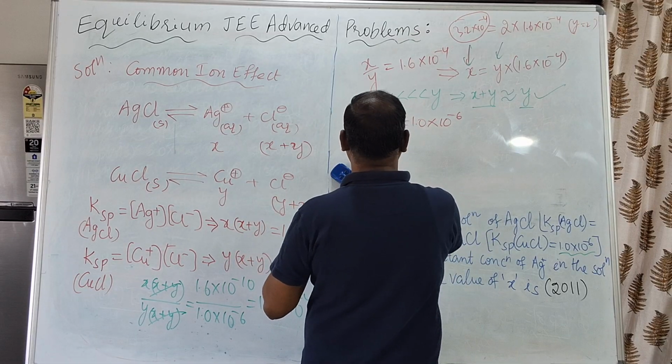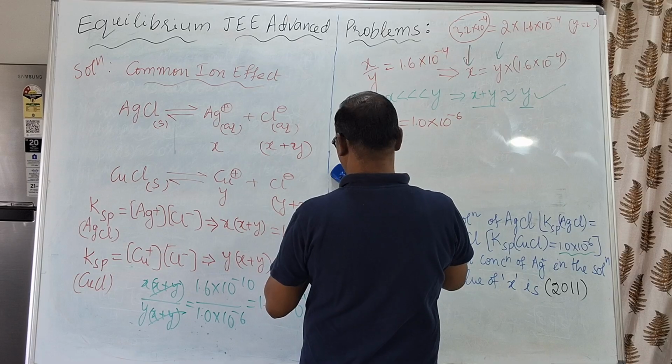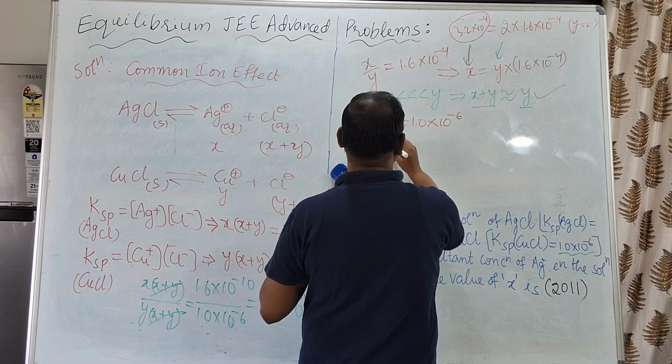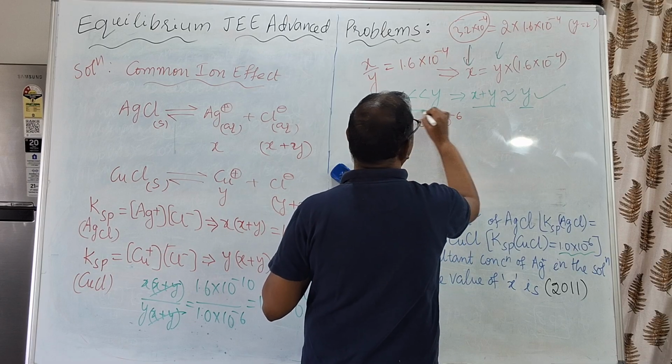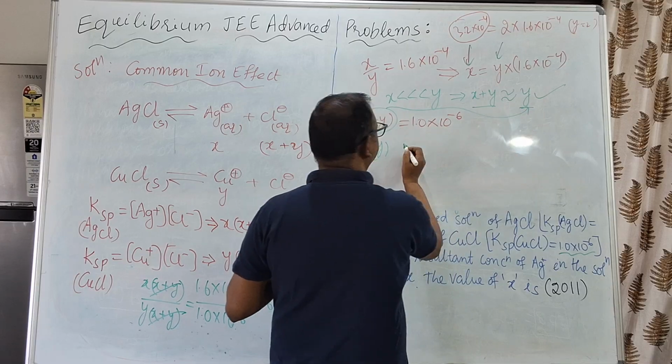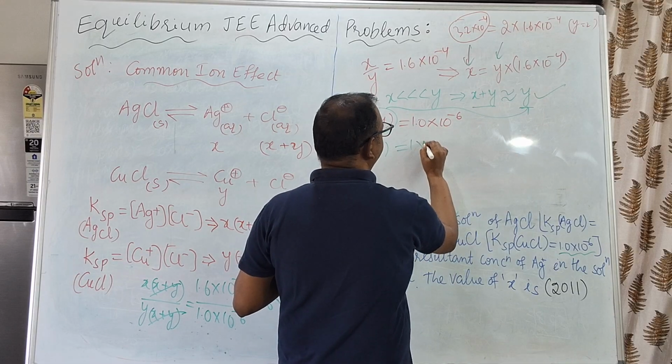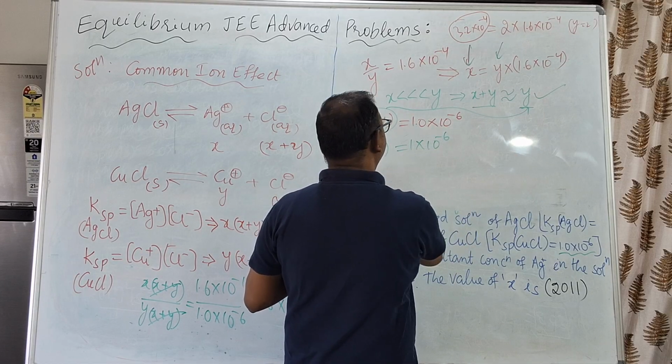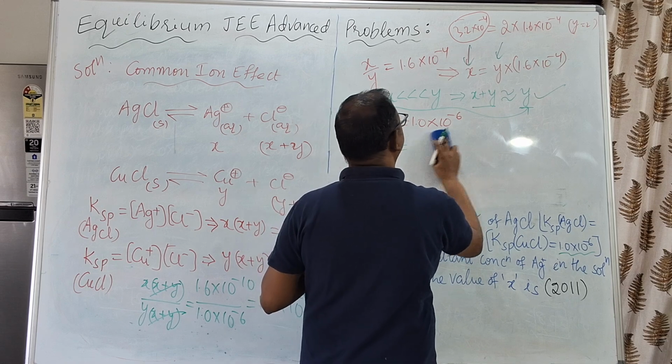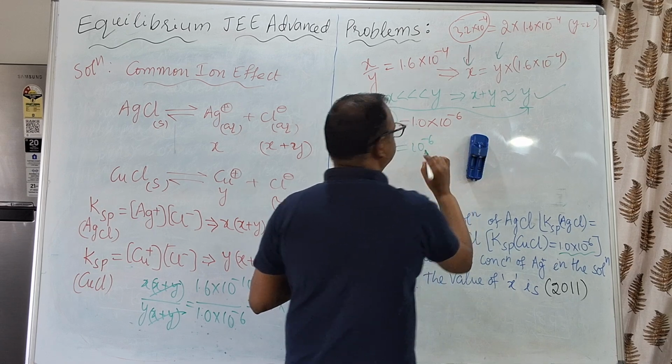Now what can we substitute? y into y only, because x plus y equals what? This total term equals y. Therefore y squared equals 1 into 10 power minus 6. 1 can be neglected. Directly what can we write? Just 10 power minus 6 we can write. Is that clear?